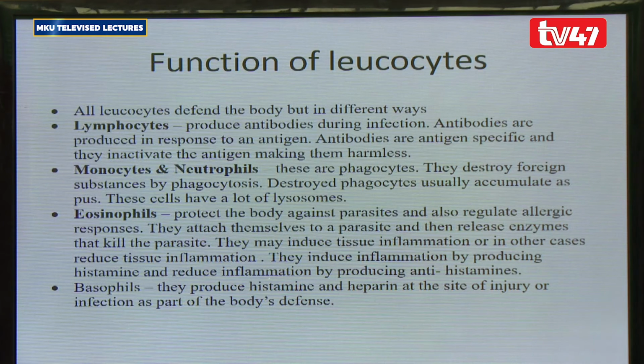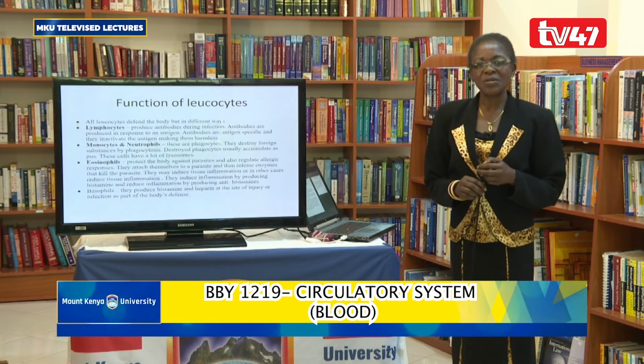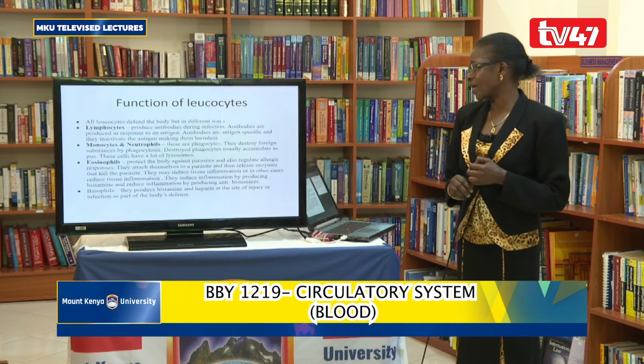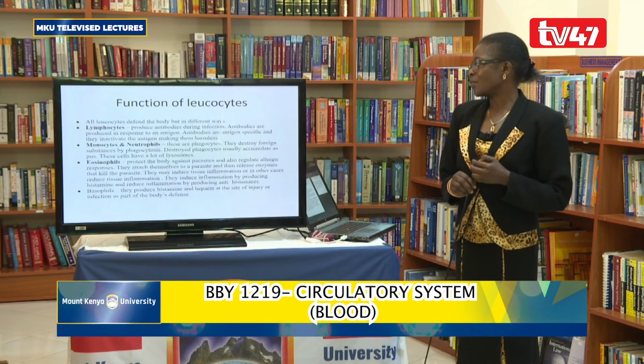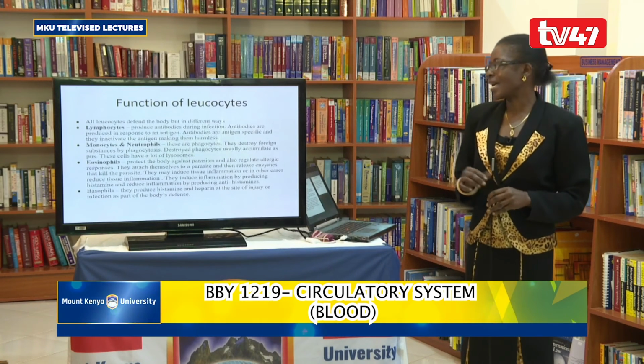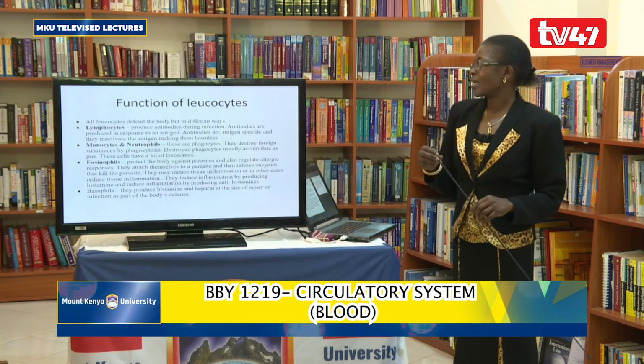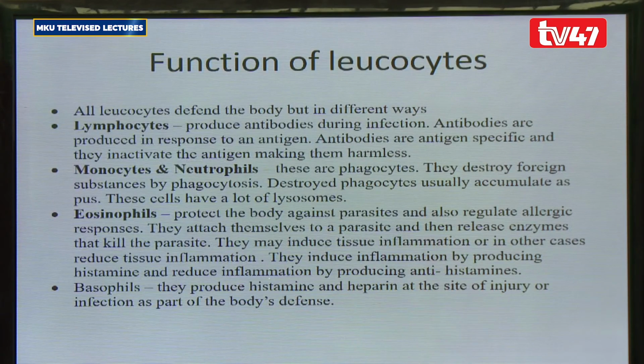By doing that, they balance the allergic reactions. Basophils, on the other hand, it's not very clear how they defend the body, but they tend to produce histamine, which is an inflammatory response, and also heparin, which is an anticoagulant at the site of injury. Because of the way they defend the body, the white blood cells can be used for diagnostic purposes, where an increase in the number of a specific white blood cell can give us an indication of the type of infection an individual has.